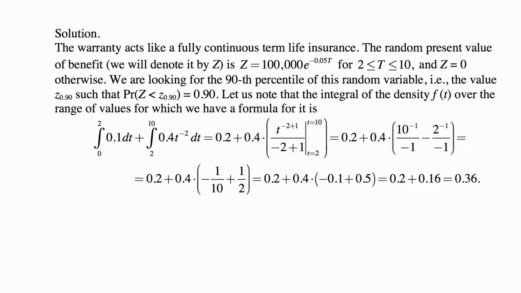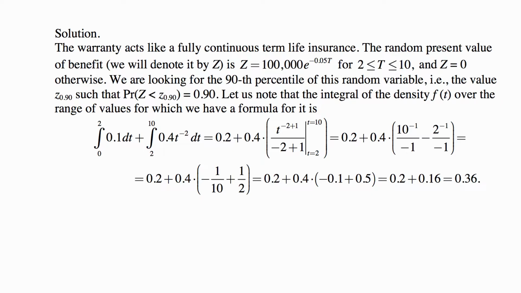A very important observation is that the warranty acts like a fully continuous term life insurance. The random present value of benefit, which we'll denote by Z, is 100,000 times e to the minus 0.05t, but only for t between 2 and 10, and Z is equal to 0 otherwise. We are looking for the 90th percentile of this random variable, so the value z_0.90 is such that the probability that Z is less than z_0.90 is 0.90.